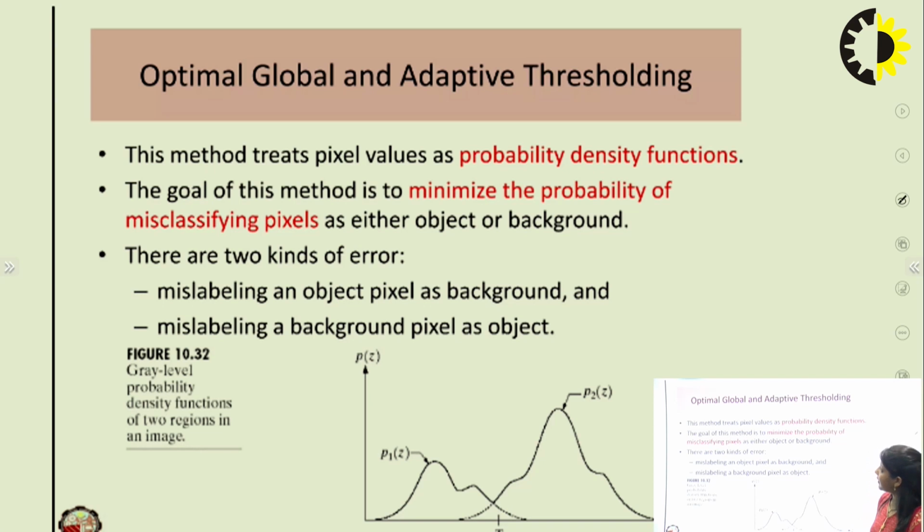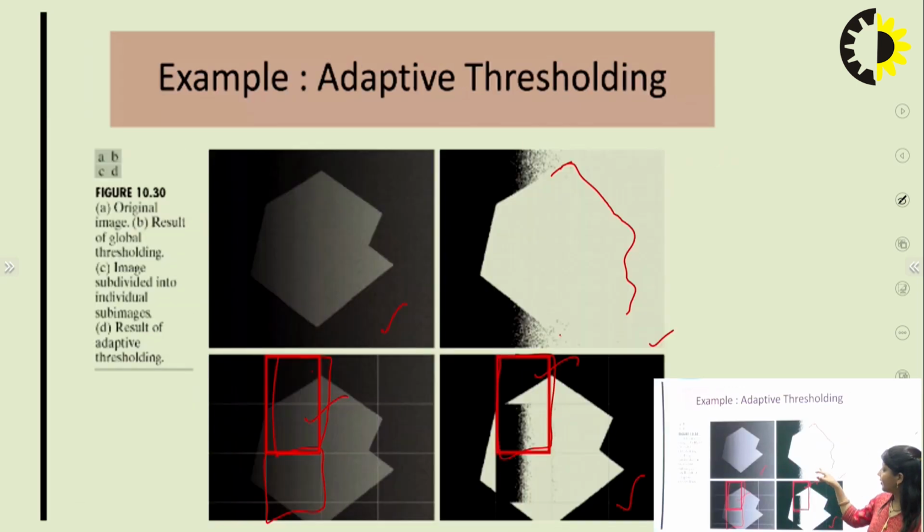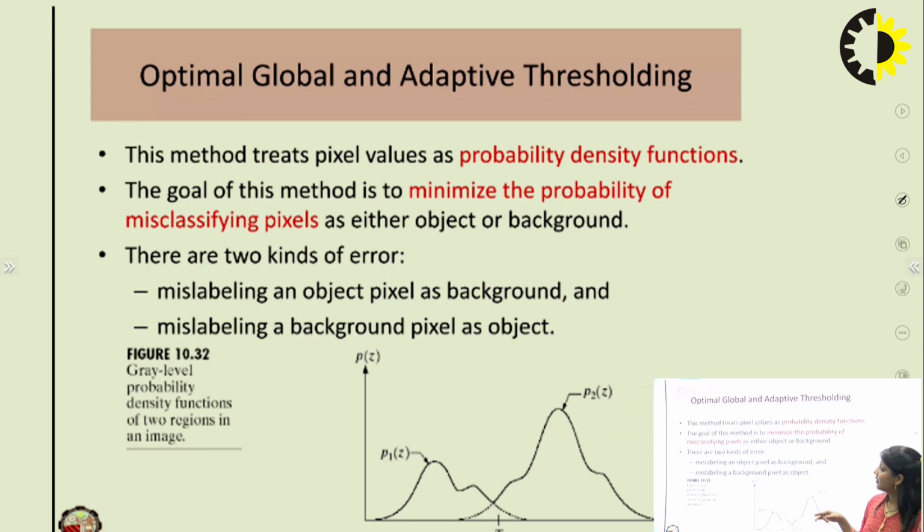We can compare global and adaptive thresholding to see which gives the optimal result. As we already saw in the previous example, if we apply global thresholding the image disappears, and this is not an effective result. So we have to apply adaptive thresholding, which is called optimum thresholding. There are two kinds of error: mislabeling an object pixel as background, and mislabeling a background pixel as object. If this kind of error occurs, we have to apply the optimum threshold value.